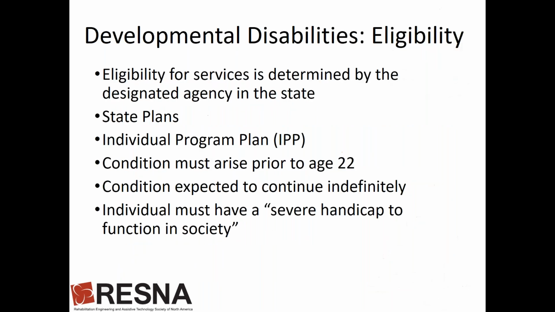Developmental disabilities. So eligibility for services is determined by the designated agency in the state, there's different state plans, there's individual programs. You have to have been diagnosed prior to the age of 22. So where this has come up is that we have some individuals with Huntington's disease, and there's a juvenile Huntington's disease, and then there's an adult onset. If we can prove that diagnosis was made before they hit 22, then they're eligible for DD services.